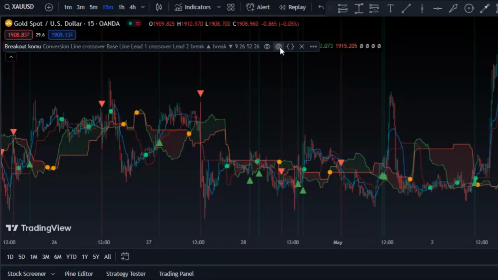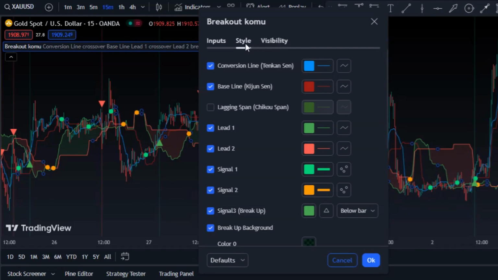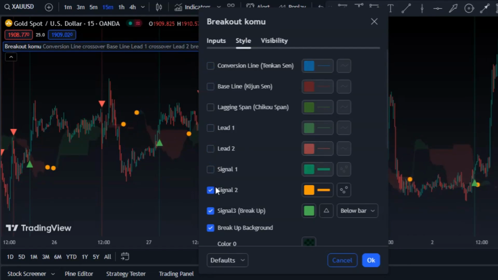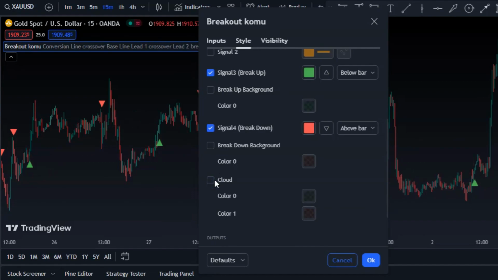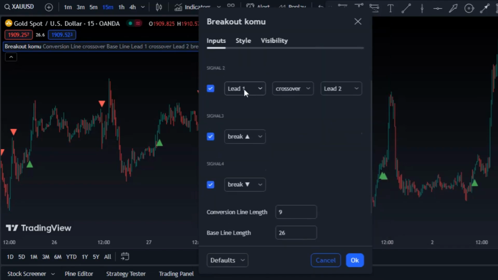So click the settings icon for the Ichimoku All Signals indicator and head over to the style section and turn off everything except for signal 3 and signal 4 options. Then just leave the input settings at the default.